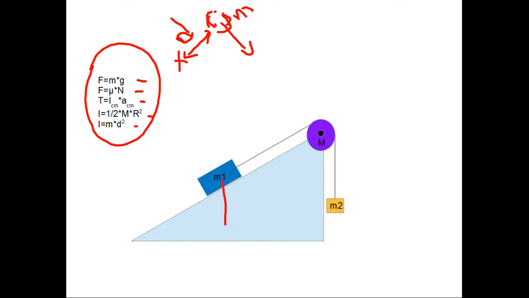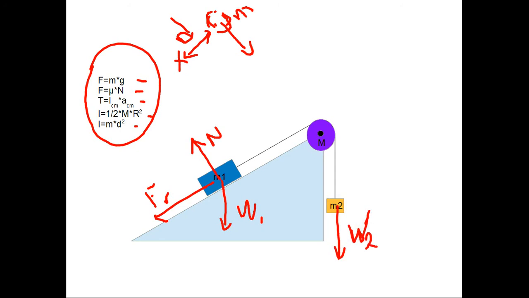So let's draw all the forces acting on the system. We have the weight of mass 1, the normal force, and friction. We have weight 2. We have the mass of the pulley and the normal force acting here. So basically we can see that we assume the system is moving this way.